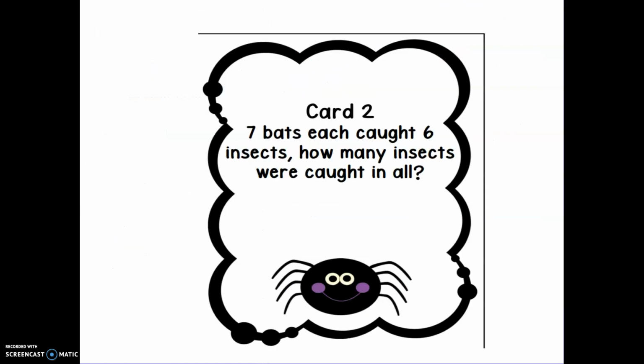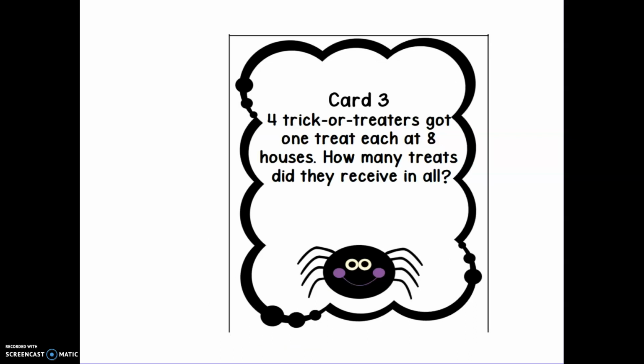The next card, I'm going to go through and read all the cards. Pause after each card. Go to your paper and solve it. Card 2. 7 bats each caught 6 insects. How many insects were caught in all? Card 3. 4 trick-or-treaters got 1 treat each at 8 houses. How many treats did they receive in all?